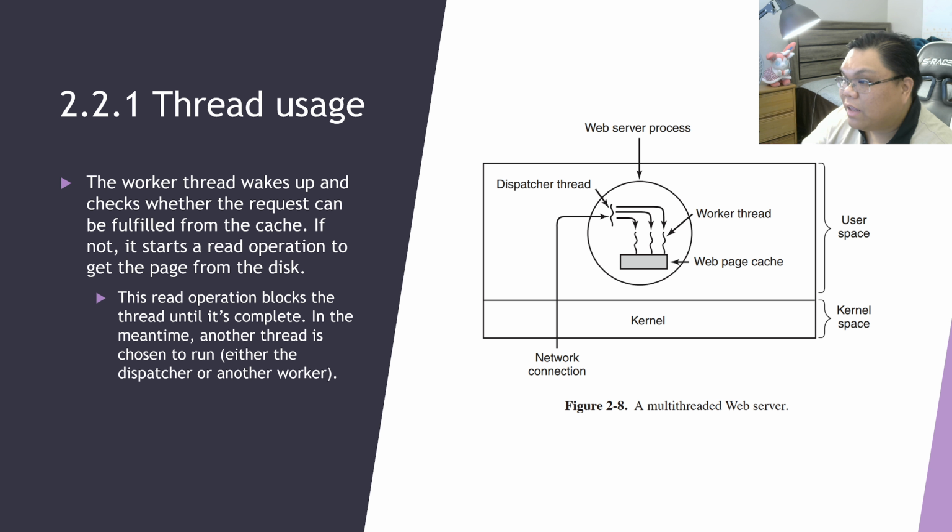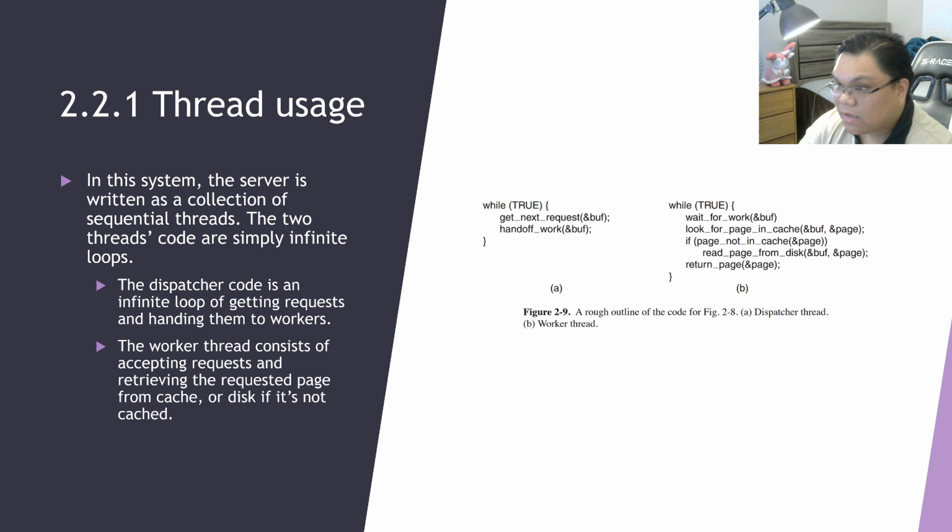So this is the beauty of having multiple threads. One thread might be stuck on something, and it's waiting for something else. At the same time, you have these other threads that are also available to do something. So in the system, the server is written as a collection of sequential threads. And we can think about these two threads' code as infinite loops.